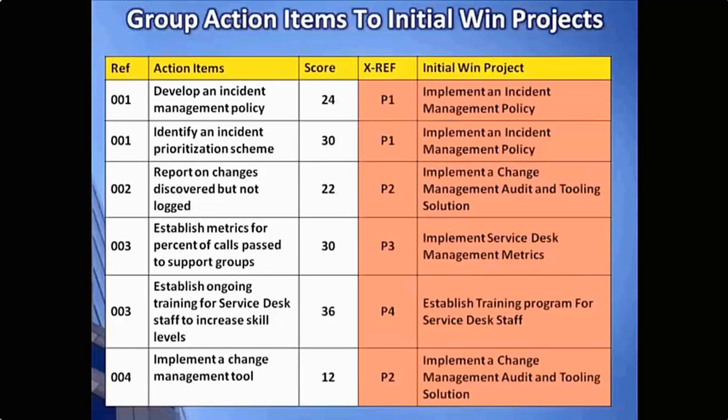Now let's go back to our spreadsheet. Here we're going to start grouping our action items into initial win projects. So we've added 2 more columns to the spreadsheet. The initial win project column identifies the title of a suggested initial win project. This is now going to become associated with one or more action items to be addressed by that project.